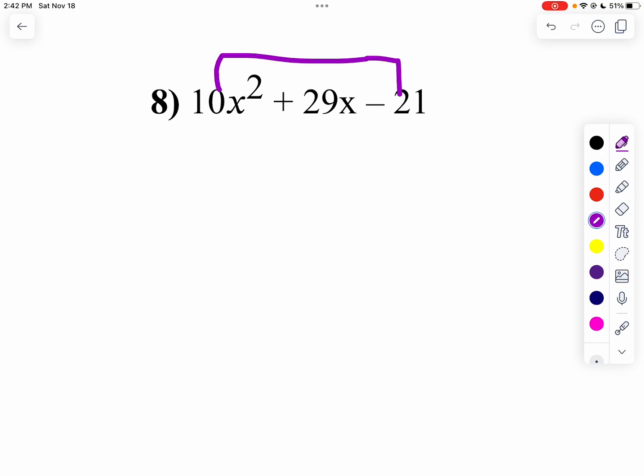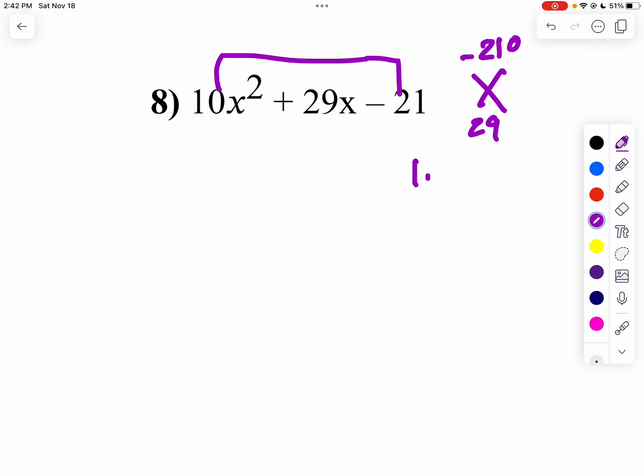10 times negative 21 is negative 210. And then 29, so I want 2 numbers that subtract to 29, because one's positive, one's negative. Obviously, since it's positive 29, the bigger one is going to work. Now, I don't have a clue on that one. So let's start doing some guessing and checking.